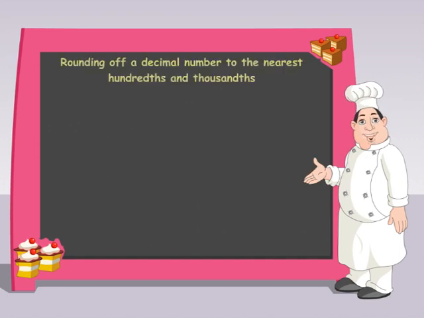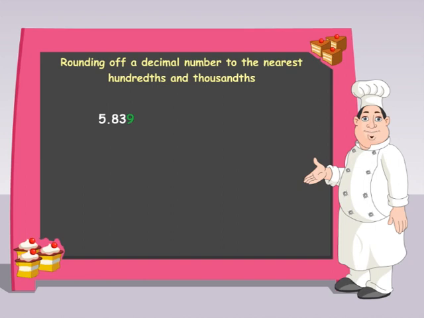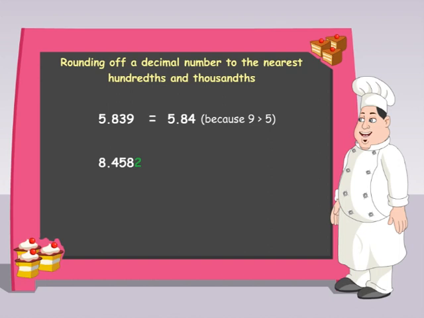Similarly, we can round off decimal numbers to the nearest hundredth and thousandth too. Simply look at the digit next to the place value to be rounded off to. 5.839 rounded off to the nearest hundredth becomes 5.84. And 8.4582 rounded off to the nearest thousandth becomes 8.458.